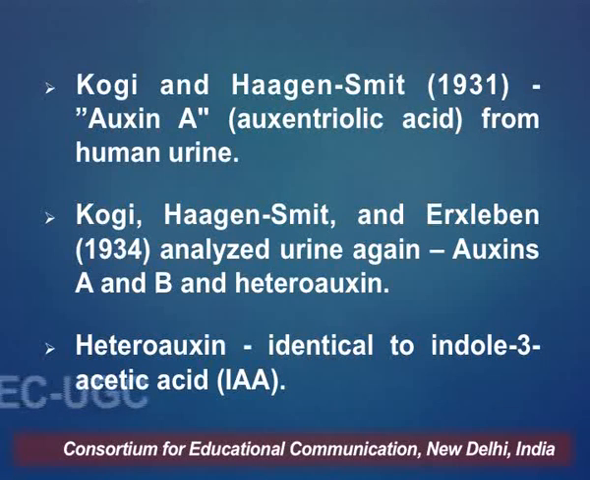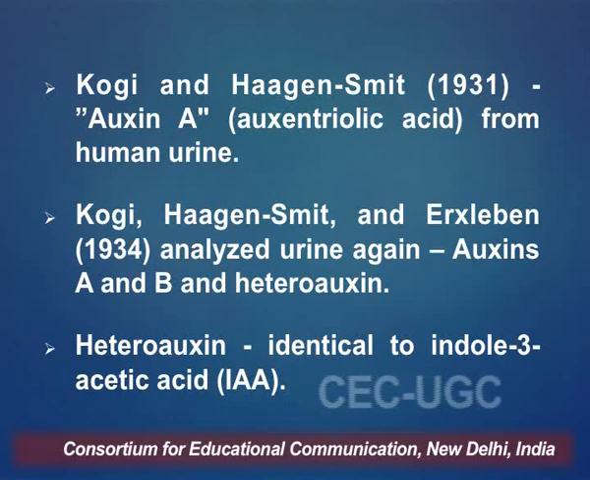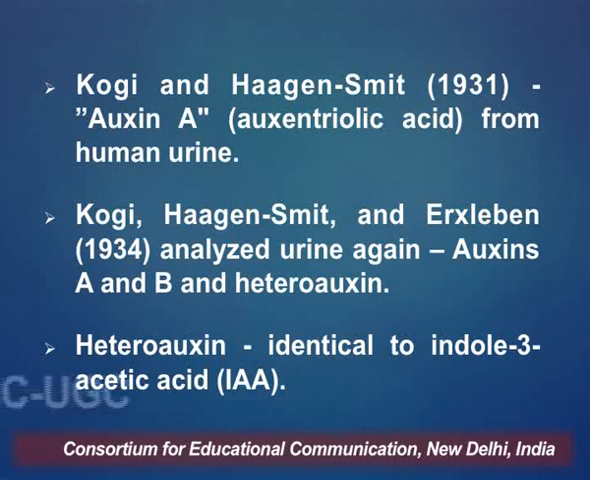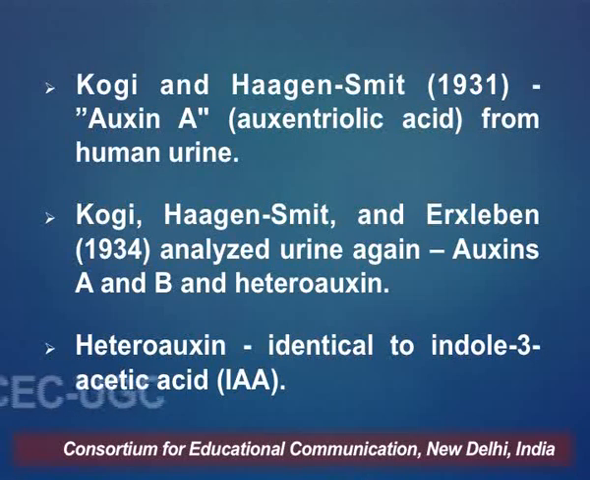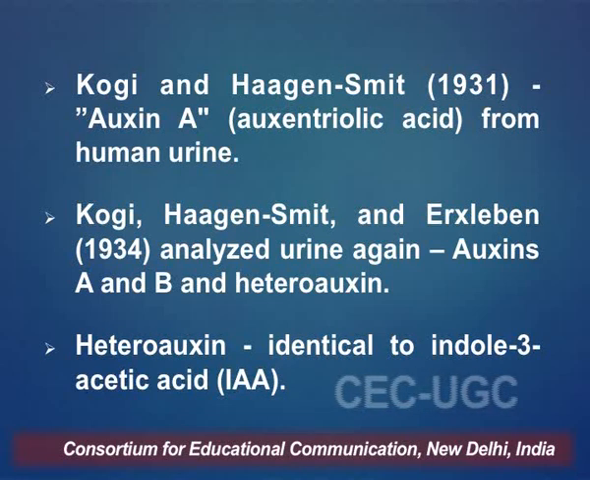Later, Kogl and Haagen-Smit in 1931 isolated the first auxin, though this isolation was not from a plant but from human urine, and they gave the name auxin A to that first isolated auxin. Later, Kogl, Haagen-Smit and Erxleben again analyzed human urine, and they isolated another type of auxin, that is auxin B, and along with it, heteroauxin.